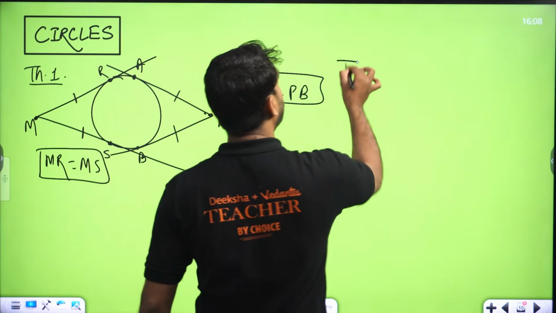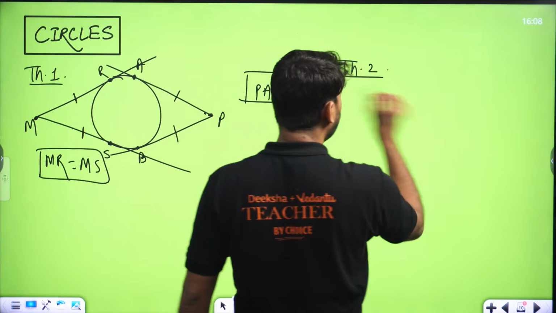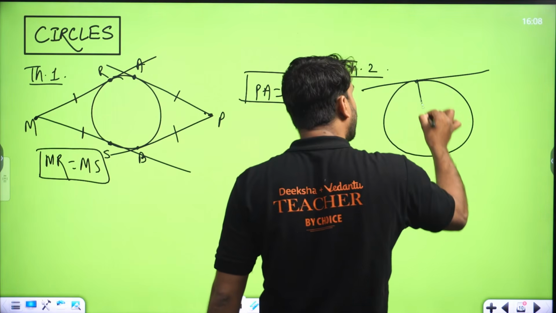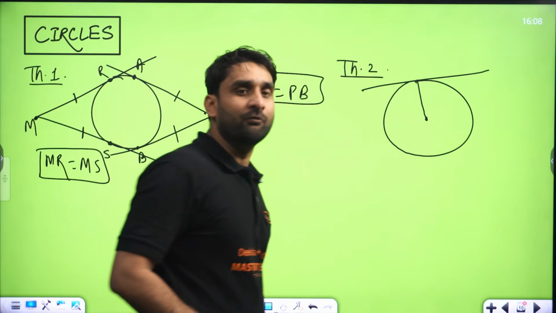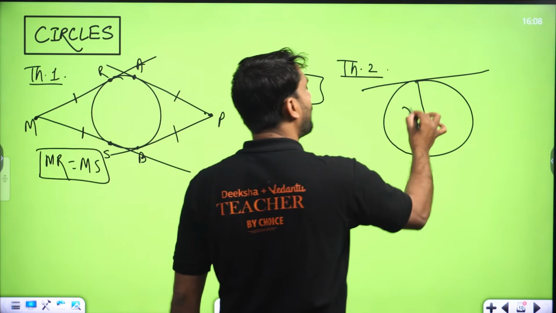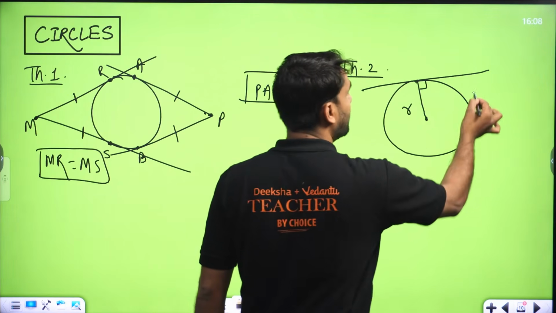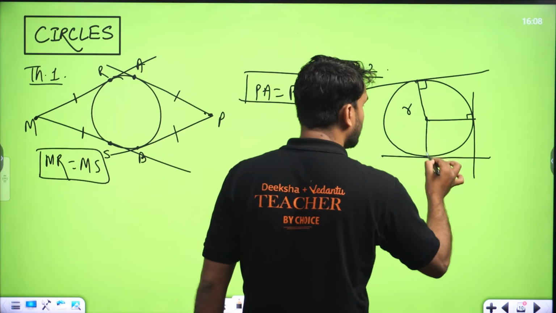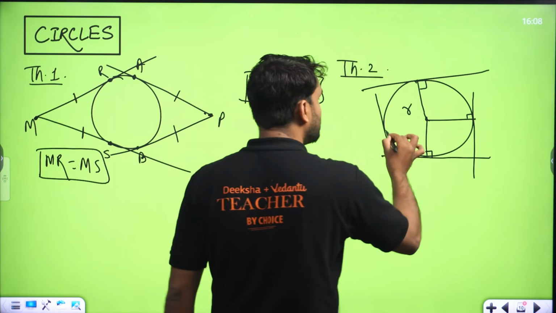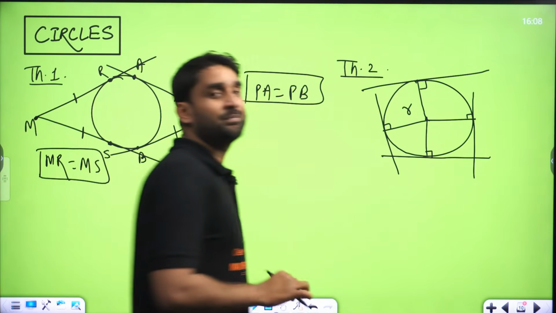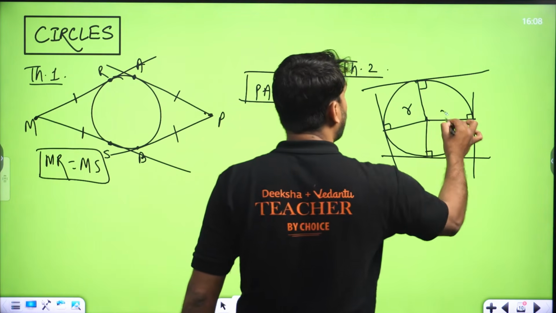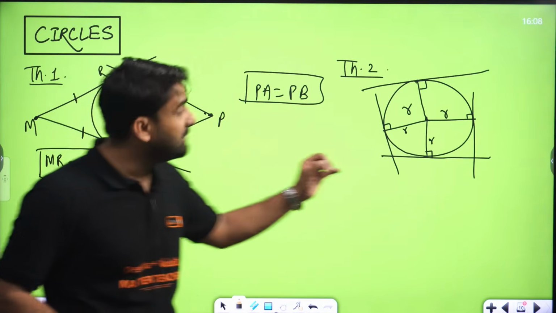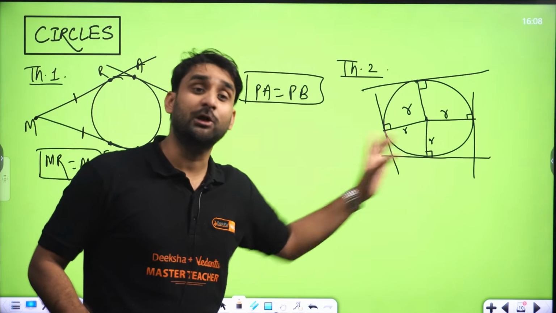Now theorem number 2. When we draw the radius to the point of contact of a tangent, it is always 90 degrees. This is a tangent, draw the radius, always 90 degrees. So the radius drawn to the point of contact is always perpendicular to the tangent. Very important theorem. It plays a very crucial role.